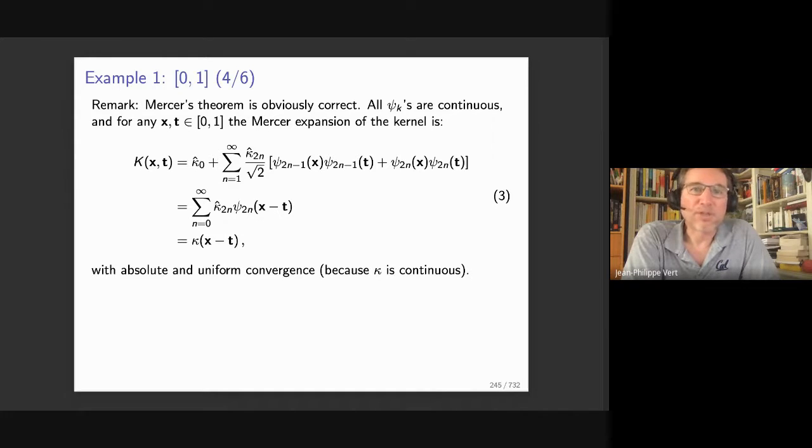All right. As a remark, we know that Mercer's theorem is correct because we have proved it. But here, once you see the psi k, you know that they are continuous. And the fact that k of x,t is the sum of lambda k times psi k of x times psi k of t can also be recovered immediately in this case because we use the sine and cosine functions. So just a sanity check that Mercer's theorem in this case can be proven by hand.